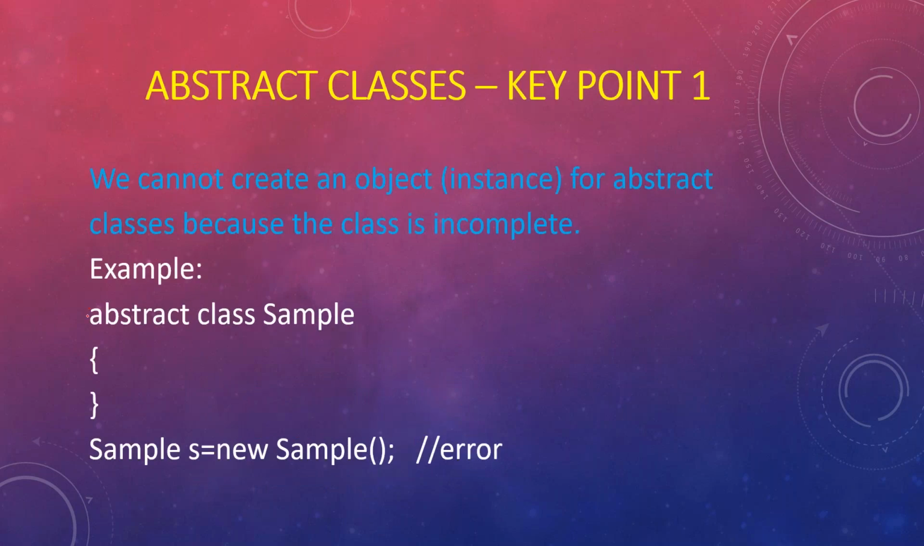So see, I have taken it as an example here. If I take one class sample as an abstract class, if I try to create an object for that class, I'll get an error. So I cannot create an object for abstract class. Okay, understand? Yes, ma'am.